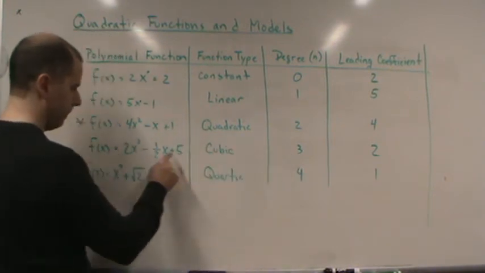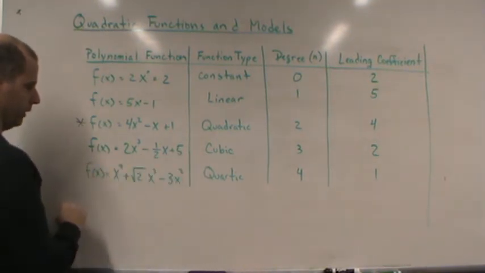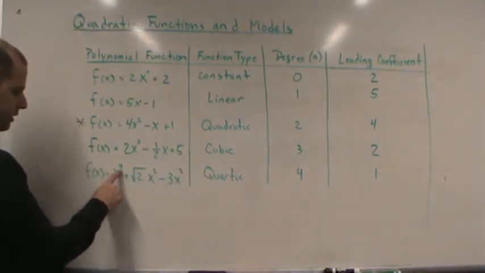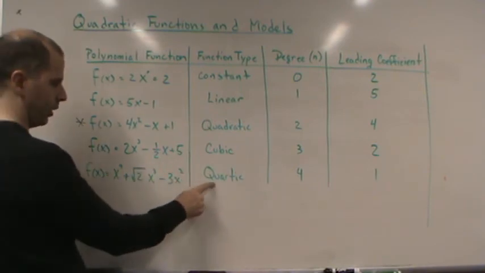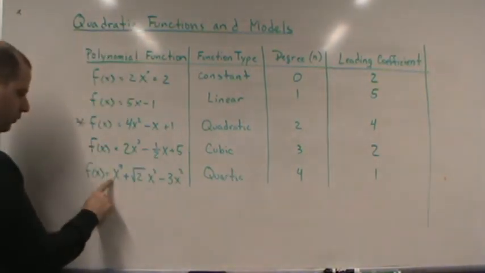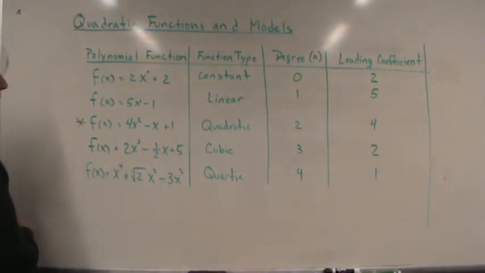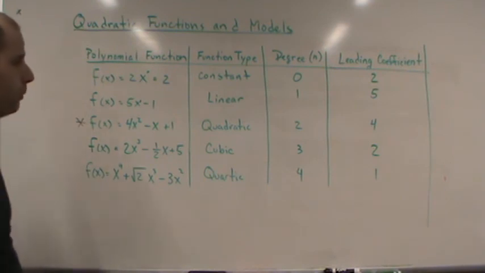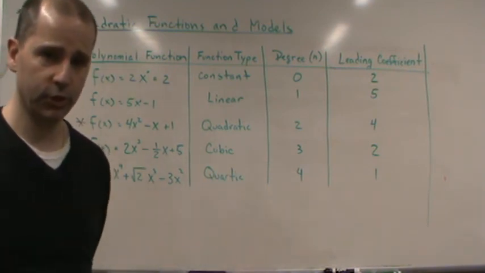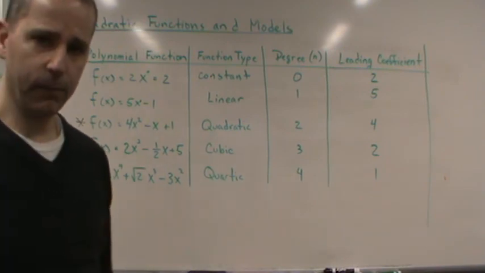Okay, and then we have a third degree polynomial, right? Third degree, and this is called a cubic function. Okay, and then of course the last one is a fourth degree. We call those quartic, fourth degree, and this one has a leading coefficient of 1. This cubic function has a leading coefficient of 2. And so that's the important pieces of polynomial functions. And again, we can go on to 5th degree and 6th degree, but you get the picture.